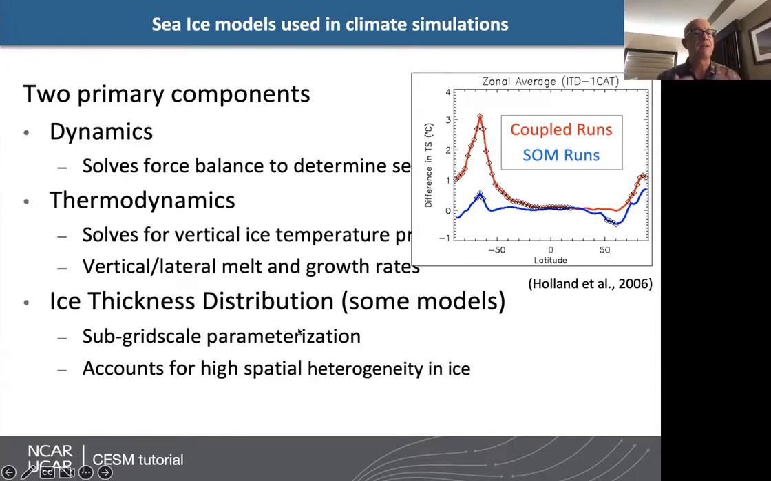But then the other thing that we also need to add is, because we don't explicitly resolve a lot of this at 1 degree resolution, say, we have to have some sort of probability density function, or PDF, of the ice types that are within a grid cell. And this is just done in a statistical sense, but then this PDF is advected around with the main ice flow as well.